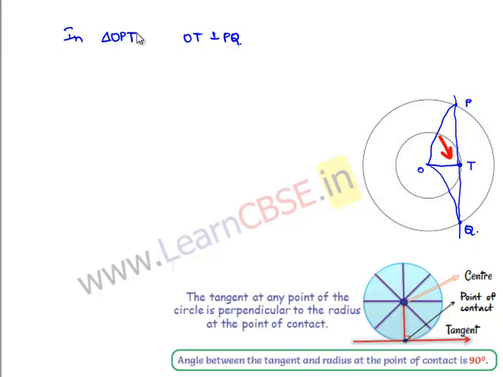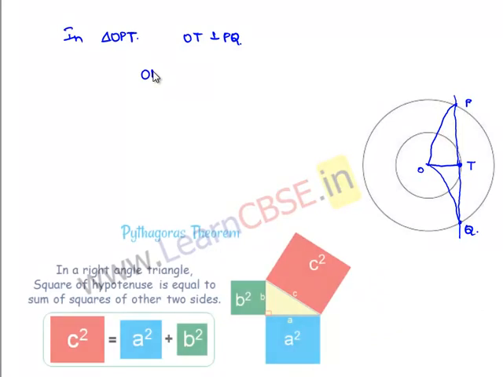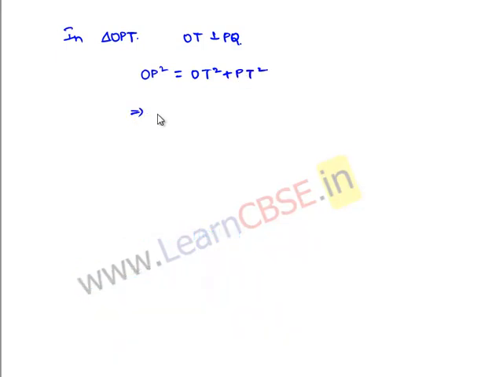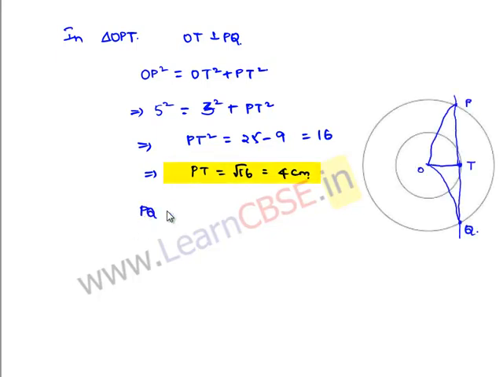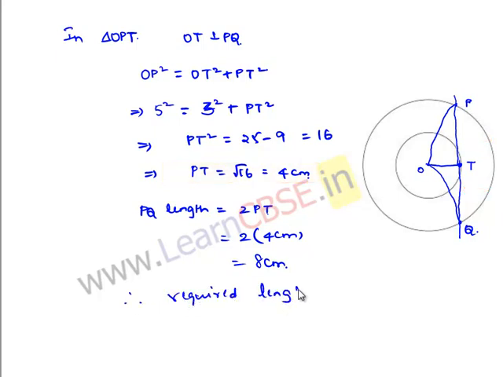Therefore, by applying the Pythagoras theorem in triangle OPT, we get OP square is equal to OT square plus PT square. Here we need to find the PT value, which implies OP square, here 5 square, is equal to OT square, here 3 square, plus PT square. That implies PT square is equal to 25 minus 9, that is equal to 16. That implies PT is equal to square root of 16, which is 4 centimeters. But we need to find the PQ length, that is PQ is equal to 2 times PT, which is 2 times 4 centimeters, that is 8 centimeters. Therefore, the required length of the chord is 8 centimeters.